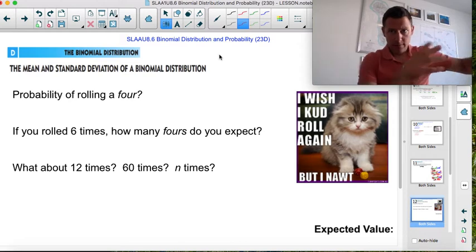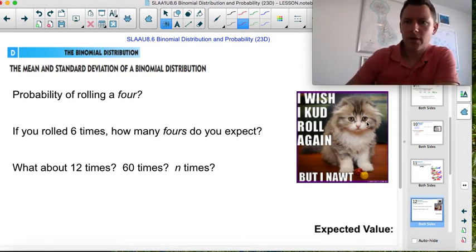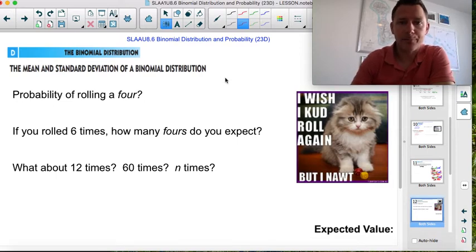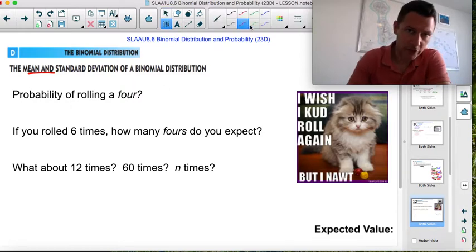Okay, I guess we probably should have done that problem in the previous video. This second part is about mean and standard deviation, so we'll switch gears a little bit.